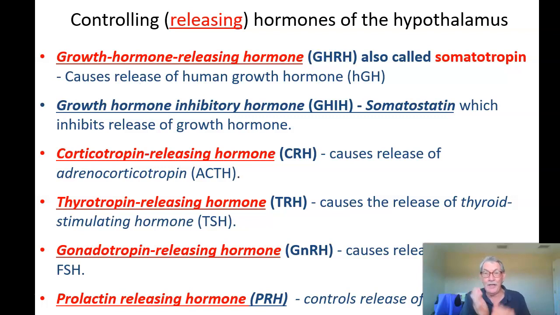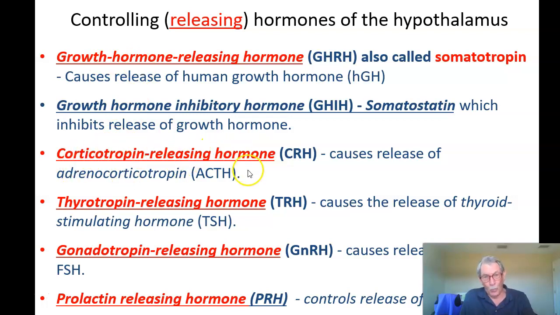So if you see a releasing hormone, it's from the hypothalamus. The R's, the releasing hormones, are from the hypothalamus. Growth hormone releasing hormone. Guess what that's going to cause the pituitary to release? Growth hormone. So if you send growth hormone releasing hormone from the hypothalamus down that little stalk, it will cause the anterior pituitary to release growth hormone.